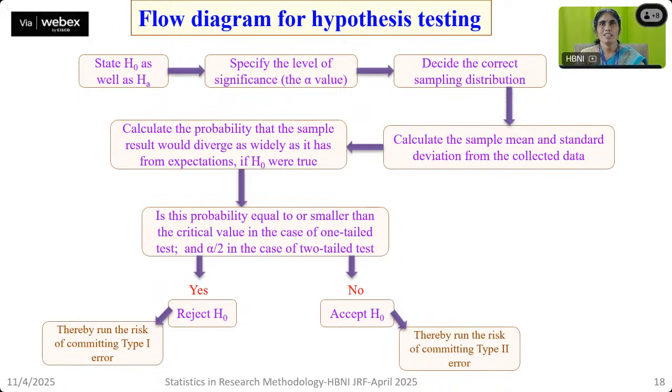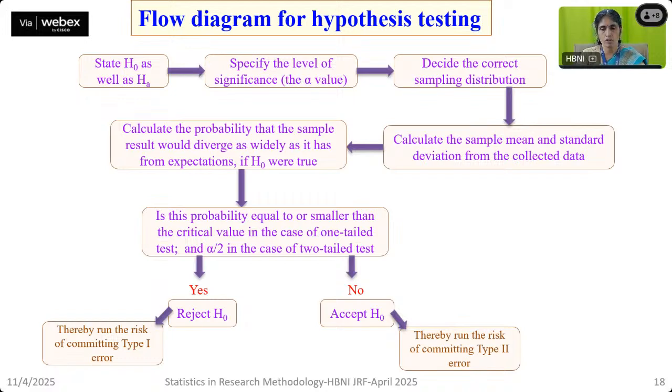Now that we have understood hypothesis testing and type 1 and type 2 errors, what we conclude from hypothesis testing is whether during the measurement you have committed any error or mistake, or whether you have come to the correct conclusion. Initially, we state the null as well as the alternative hypothesis, then specify the significance level alpha, then later on we decide which sampling distribution.